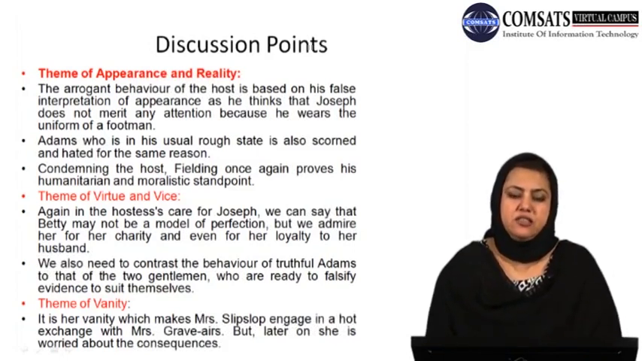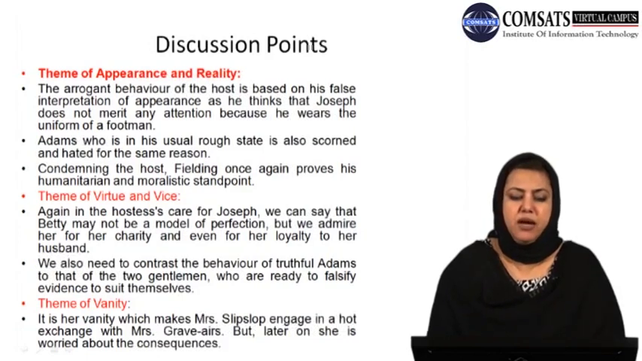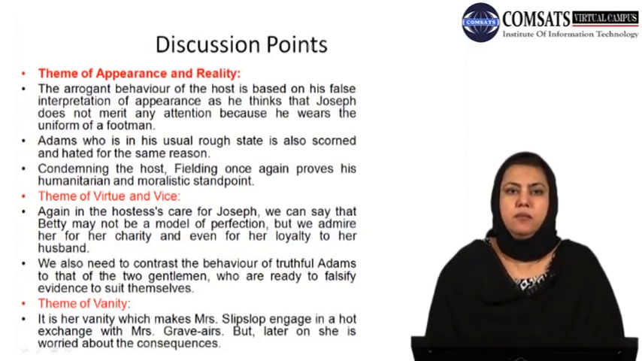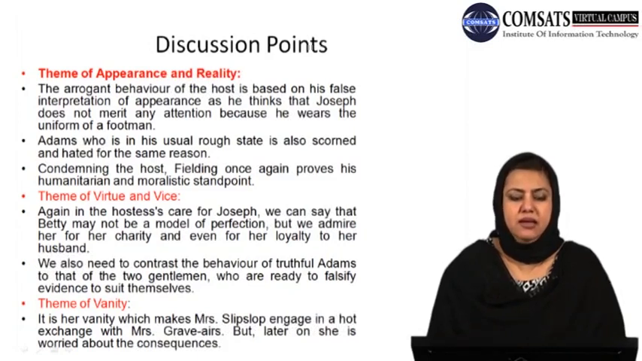Another theme that is projected through the chapter is that of virtue and vice. Again, in the hostess's care for Joseph, we can say that Betty may not be a model of perfection, but we admire her for her charity and even for her loyalty to her husband. What Fielding as a moralist wants to point out is that no human being can be perfect. However, a larger proportion of goodness is what makes a human being better than others.